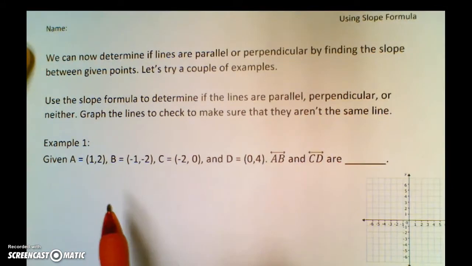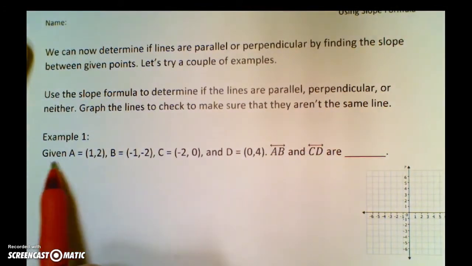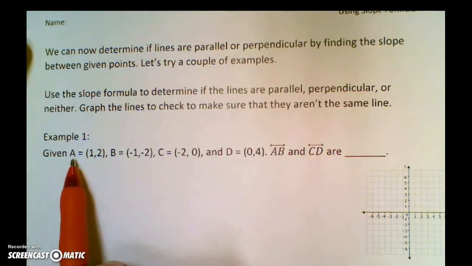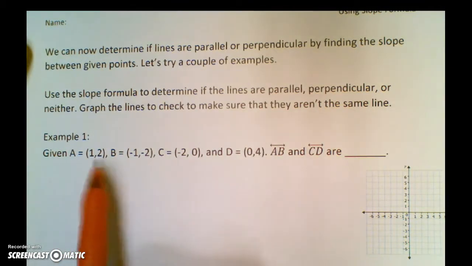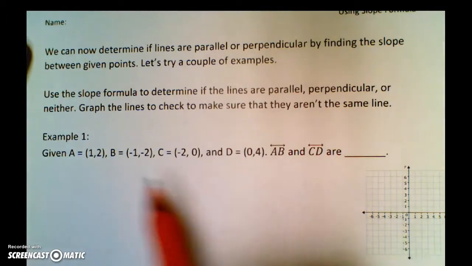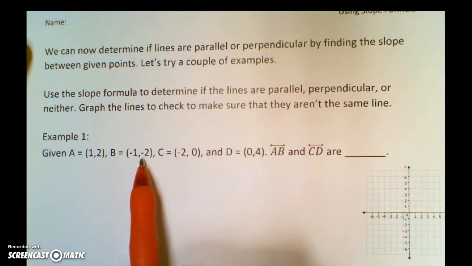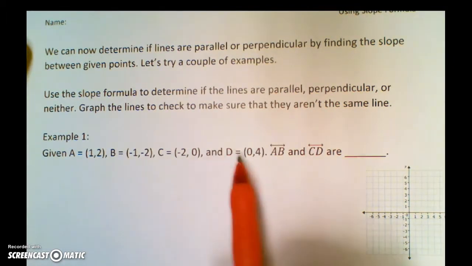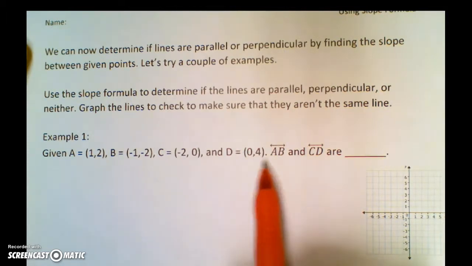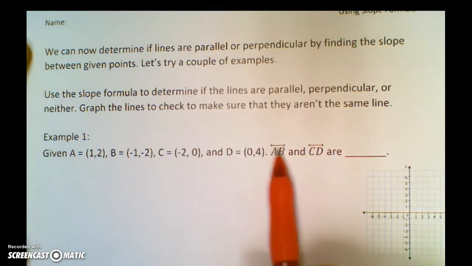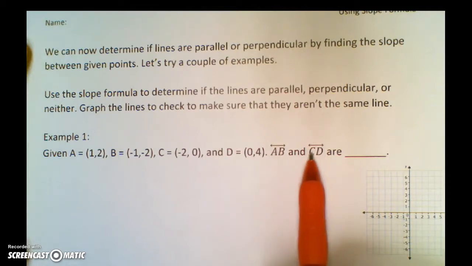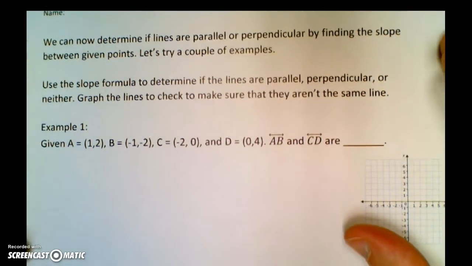So they're giving us some points, and they're giving letters to those points. They're saying A equals (1, 2). So if I plotted it onto a coordinate system, it'd be (1, 2). B is (-1, -2). C is (-2, 0), and D is (0, 4). And it's saying if I put a line between point A and B and a line between point C and D, is there a relationship?